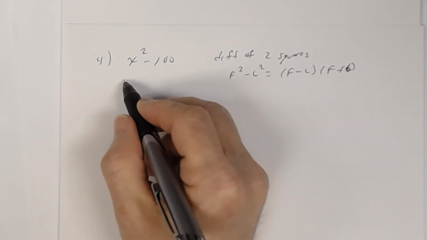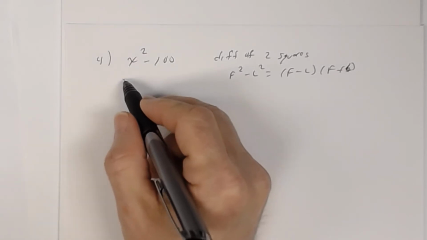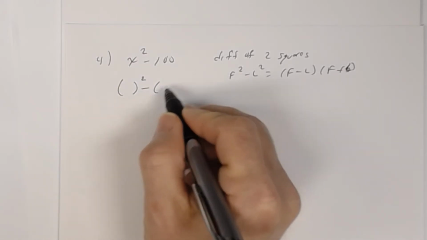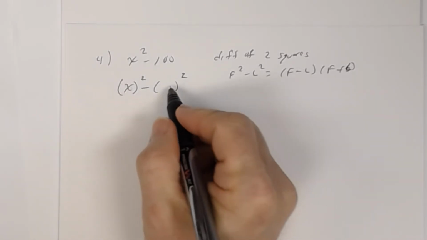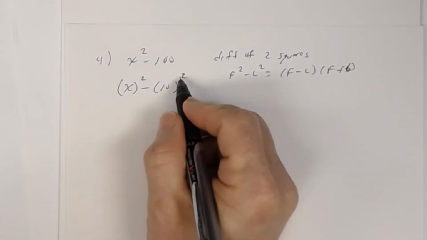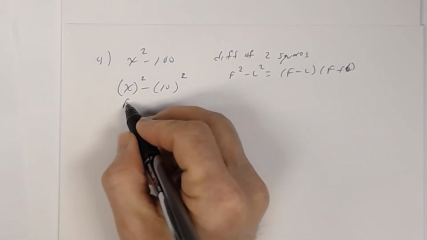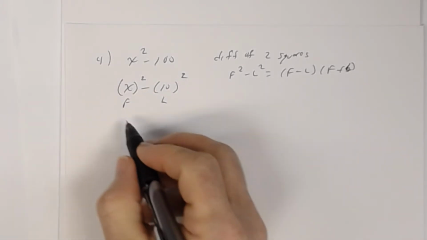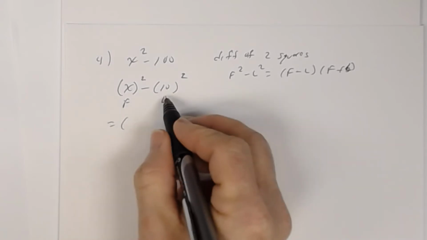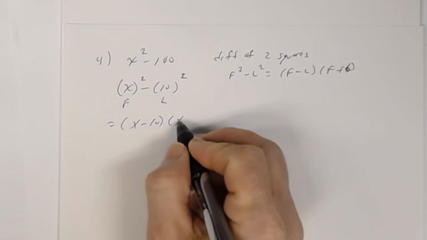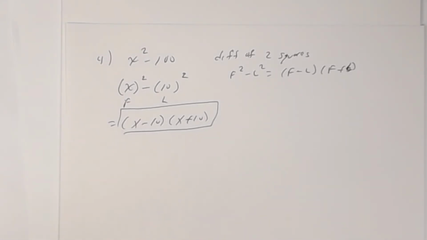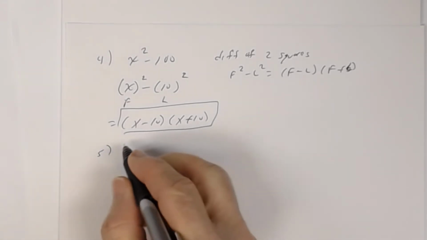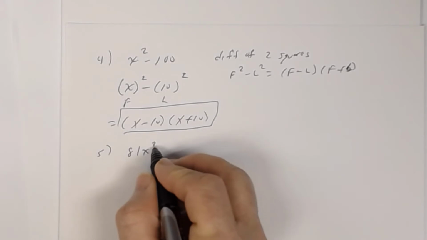And so just like we did with the difference and sum of two cubes, let's see if I can complete these parentheses. So x times itself is x squared. 10 times itself, 10 squared, is 100. So there's your f, there's your L. And so according to our formula, it's going to be x minus 10 times x plus 10. And so that is your answer. Number 5, we have 81x squared minus 1.